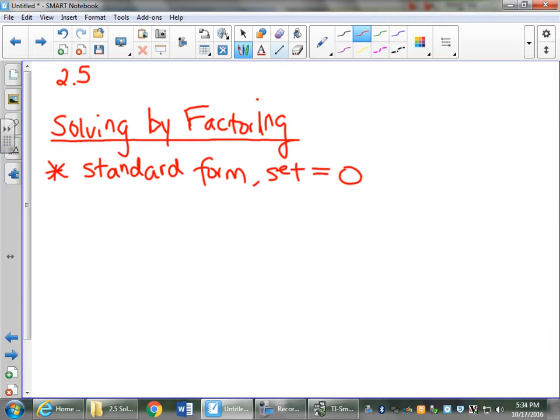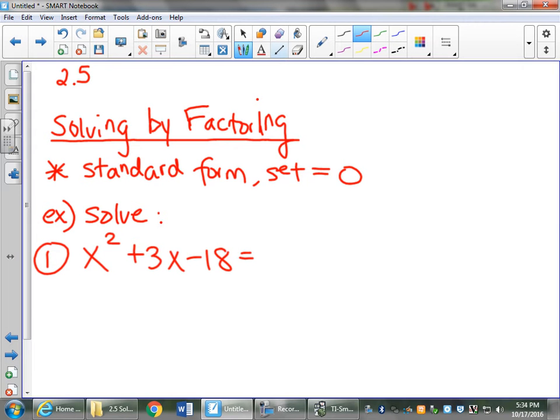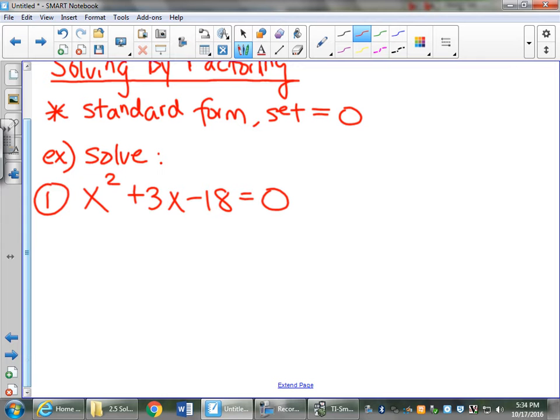And then let's just get right to it. Sorry, sidetracked. So let's do one. Let's go ahead and solve. So first example, x squared plus 3x minus 18, already set equal to 0 for us.